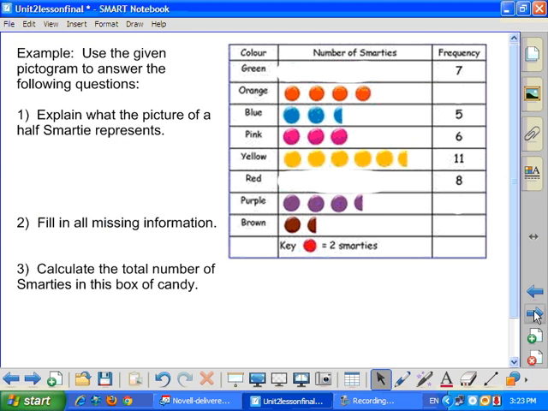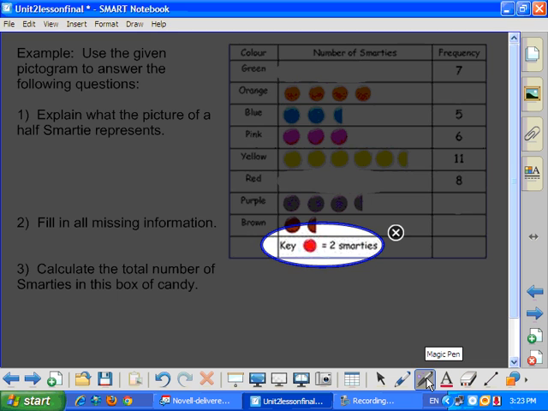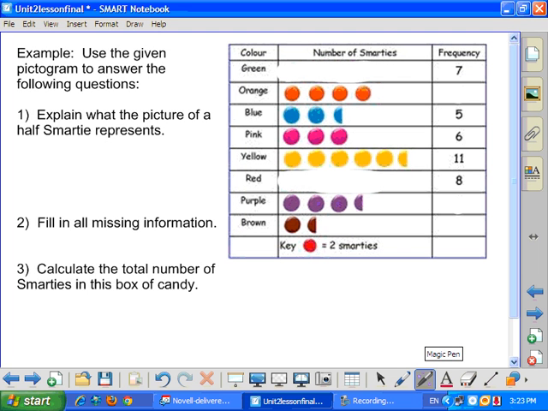The last example is filling in blank information. All right. So explain, using the given pictogram to answer the following questions. So number 1, explain what the picture of a half Smartie represents. All right, so I just want to draw your attention down here. Here's your key or your scale. Each Smartie represents 2 Smarties.